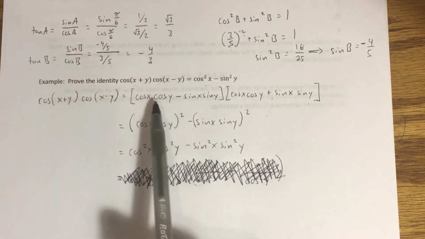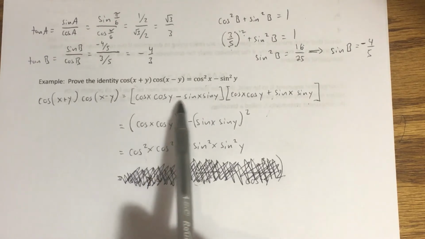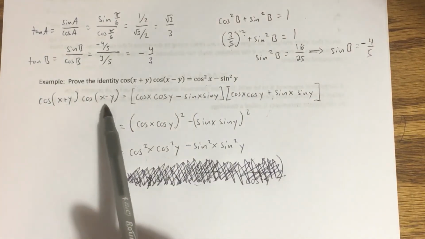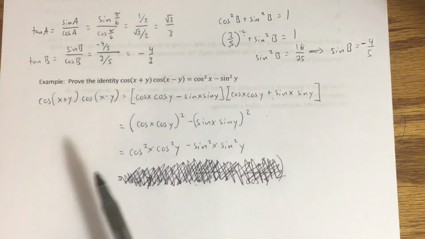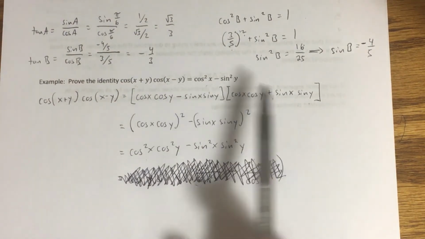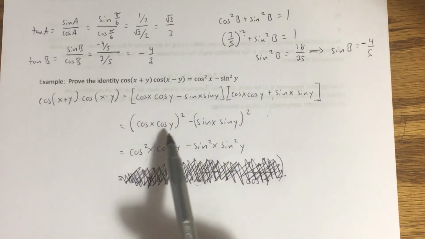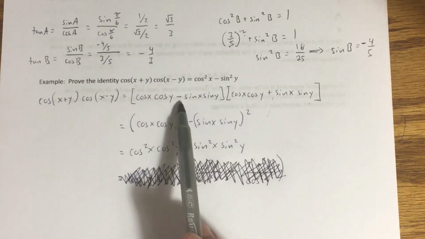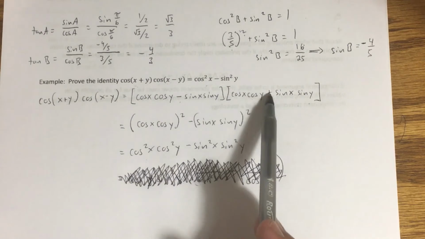Cosine of x plus y is the same thing as this. This is my sum identity for cosine. Cosine of x minus y looks like this. That's my difference identity. Now, comparing the things in these square brackets, they look almost identical. The only difference is that I have a minus in one of them where I have a plus in the other.